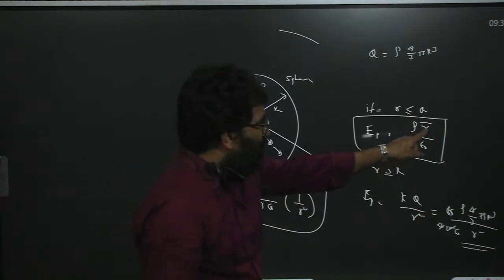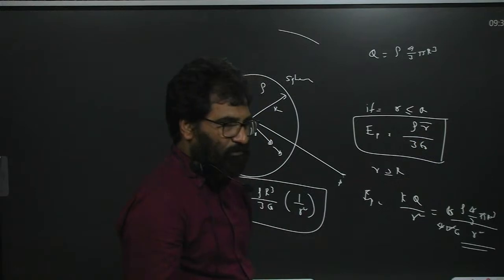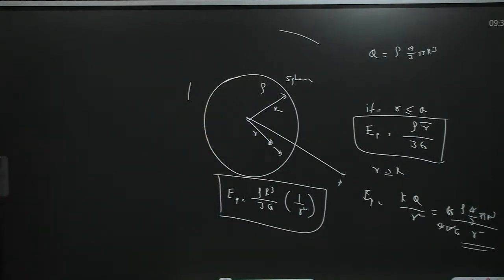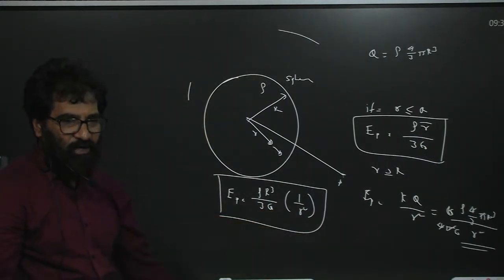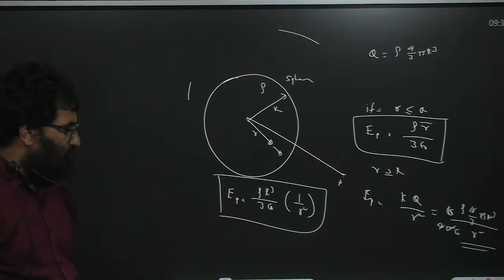Electric field inside is rho by 3 epsilon naught r bar. So inside it is proportional to r, and outside it is proportional to 1 by r square. You remember this, okay?